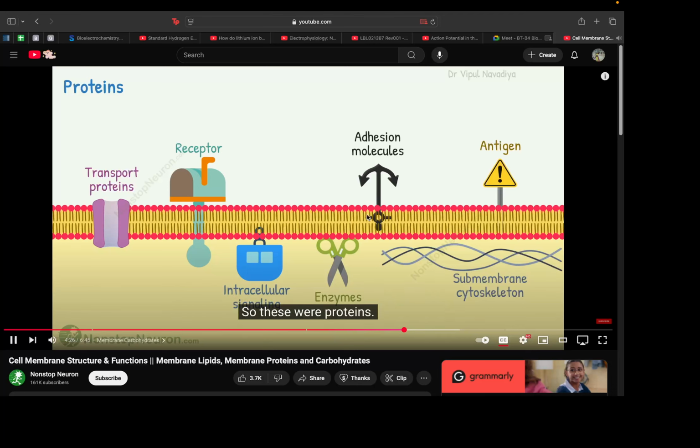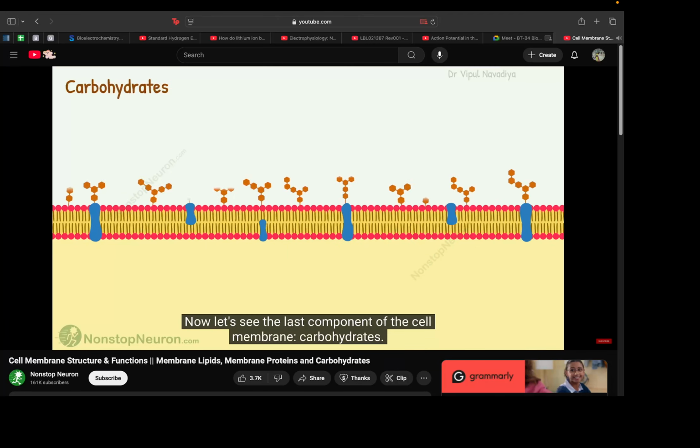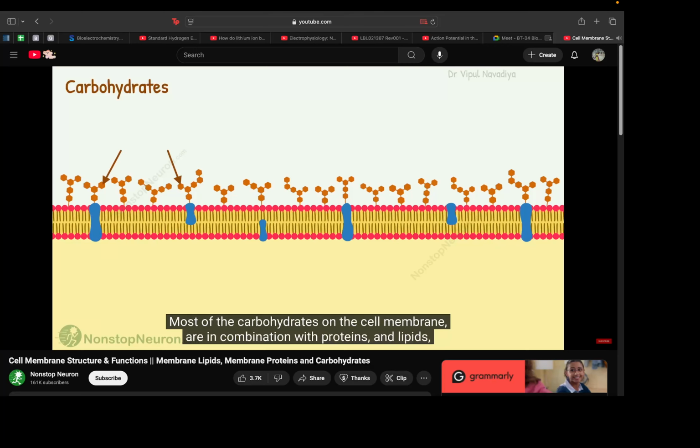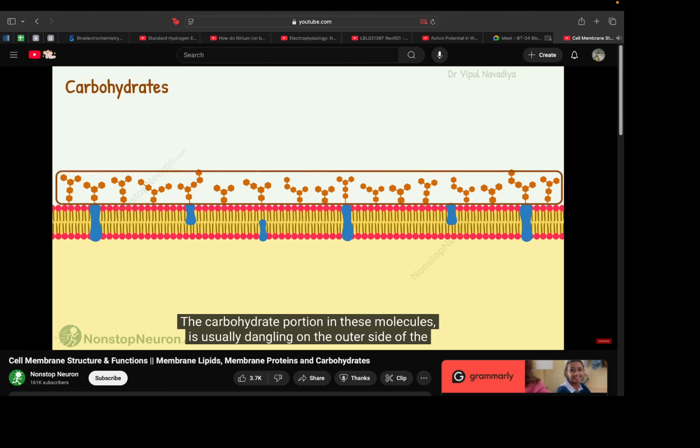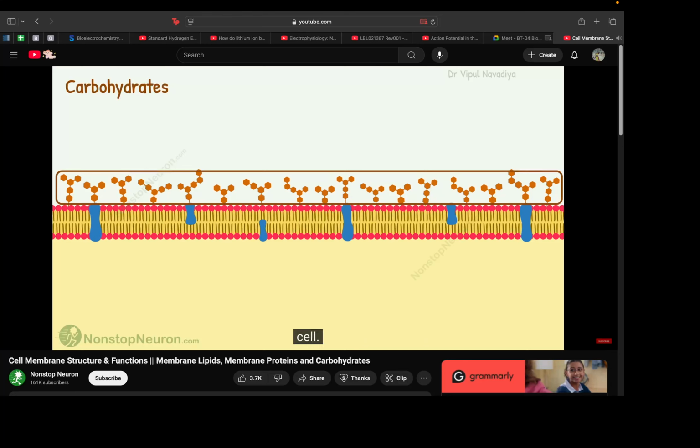So these were proteins. Now let's see the last component of the cell membrane, carbohydrates. Most of the carbohydrates on the cell membrane are in combination with proteins and lipids in the form of glycoproteins and glycolipids. The carbohydrate portion in these molecules is usually dangling on the outer side of the cell. Along with these are also other carbohydrates attached loosely to the outer surface of the cell. All these carbohydrates cover almost the entire outer surface of the cell. This carbohydrate coating of the cell is called glycocalyx.